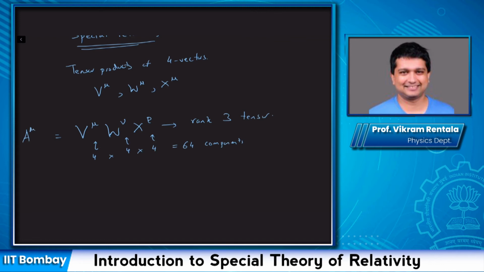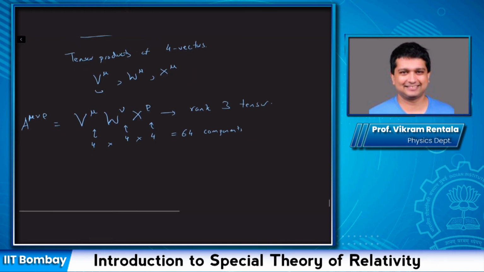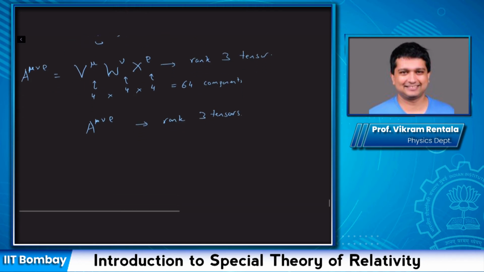A mu nu rho. And we don't have to start with 4 vectors. We could imagine that there are just objects A mu nu rho, which are intrinsically what we call rank 3 tensors.